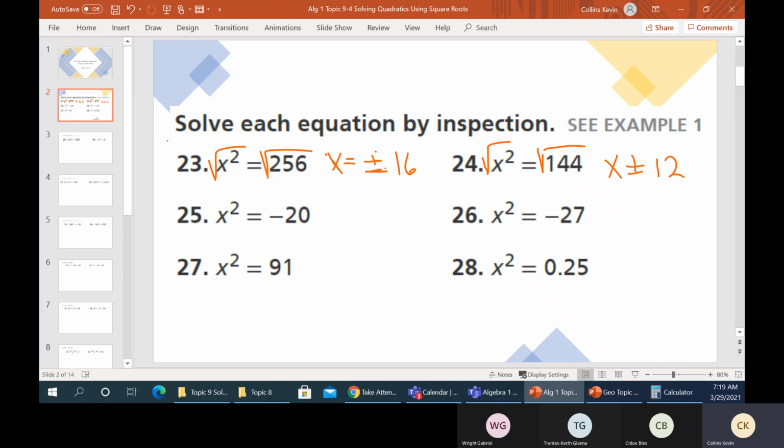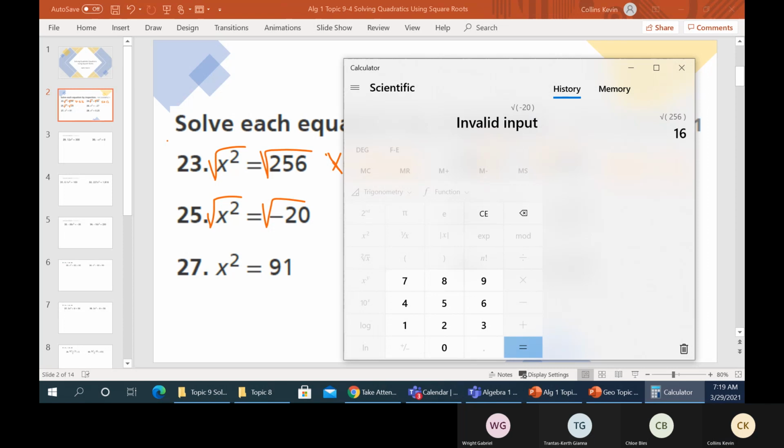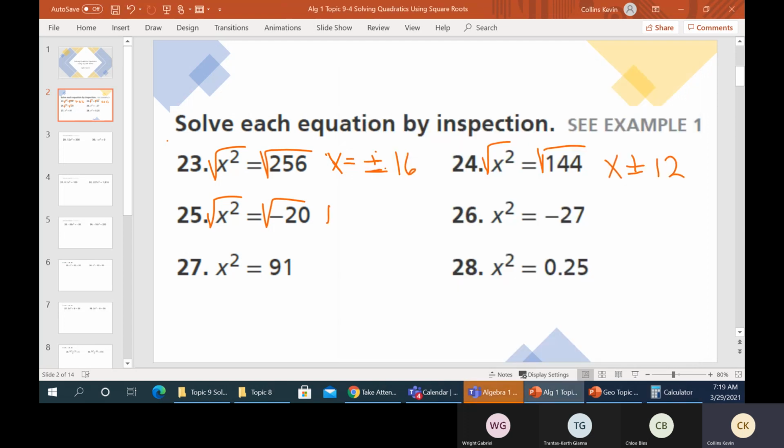Okay. So we do the same thing here. But now we're taking the square root of a negative number. Can we do that? Can we do the square root of negative 20? Well, let's try it. So we do our calculator. We say 20 negative, and then we try to take the square root. Invalid input. That basically means we can't do it. Yeah, good, Chloe. And there's no solution. Perfect. So this guy, no solution. So if you see x squared equals a negative number, we're going with no solution.